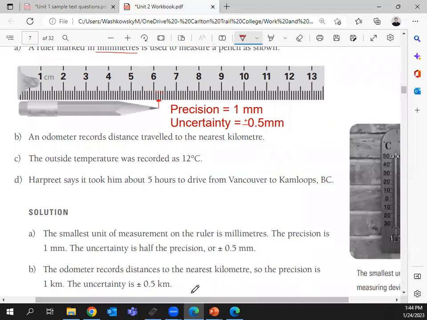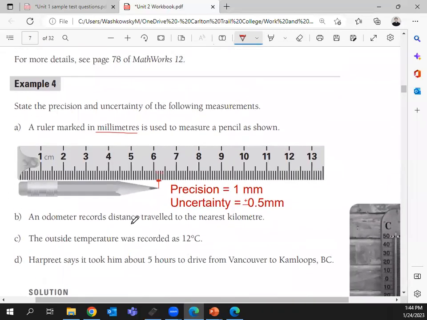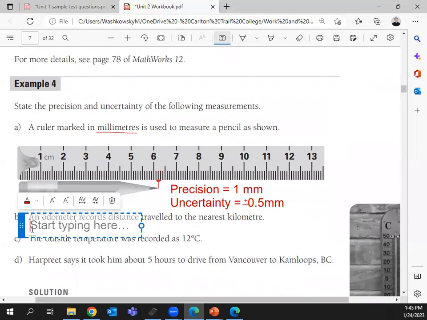So let's work on question B together. Someone tell me what I do for question B here, again, without looking at your paper. I want to measure the precision and uncertainty. So what's my precision? Kilometer, yep. Specifically 1 kilometer. Yeah, so for question B, the precision is 1 kilometer, right?